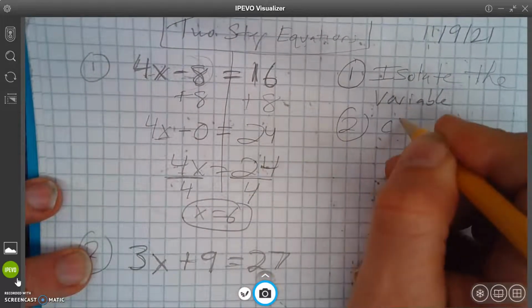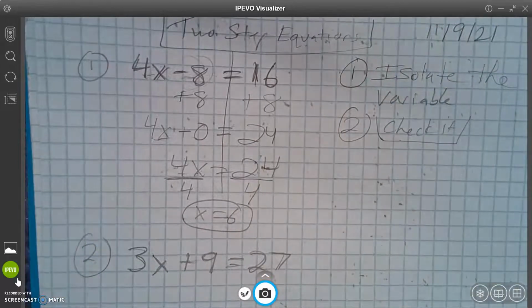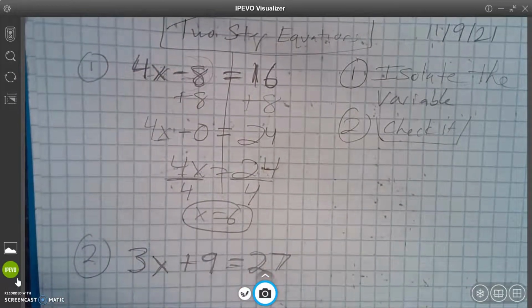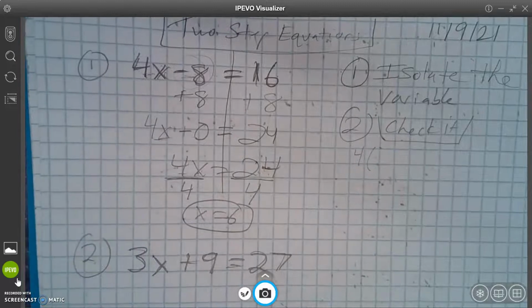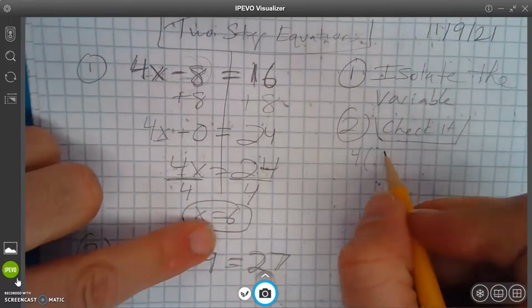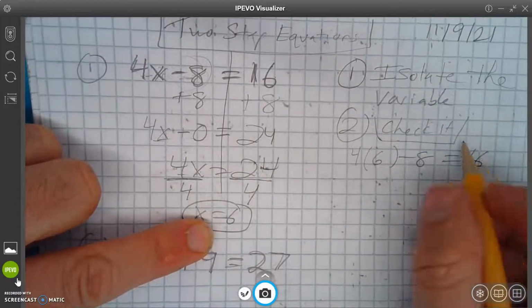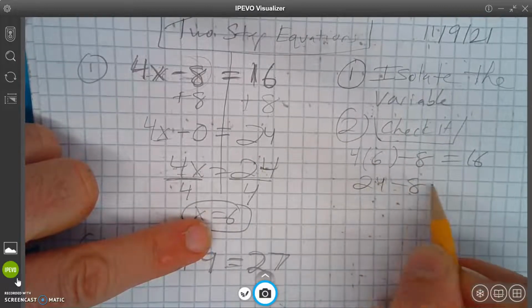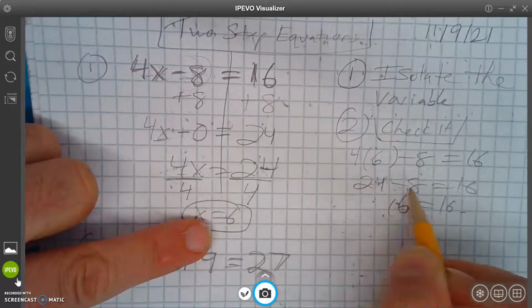What am I going to do now? Check it. So I'm plugging in here the original one. So that would be 4 times 6 minus 8. Does that equal 16? I don't know. 4 times 6 is 24, minus 8 is 16. Yep, that's right. 16 equals 16 because 24 minus 8 is 16.